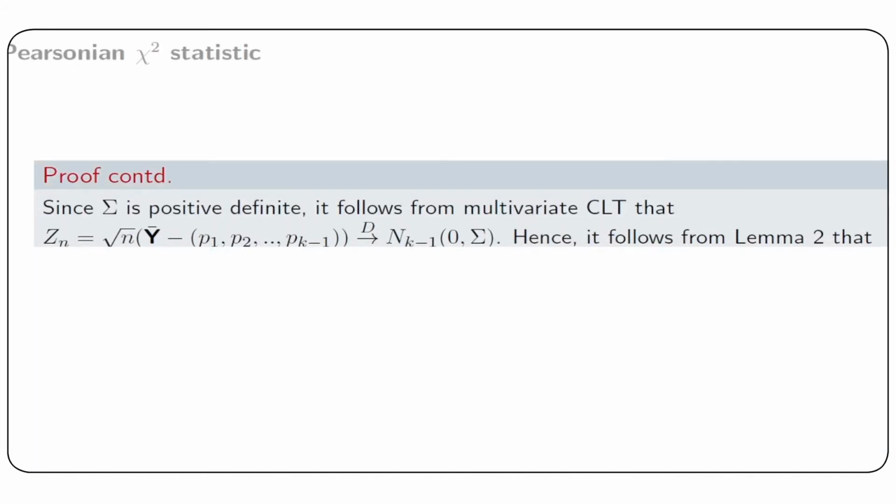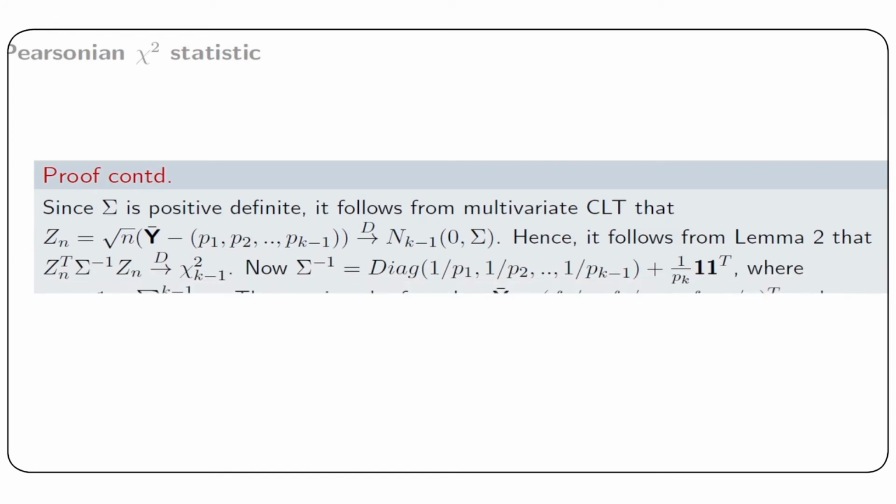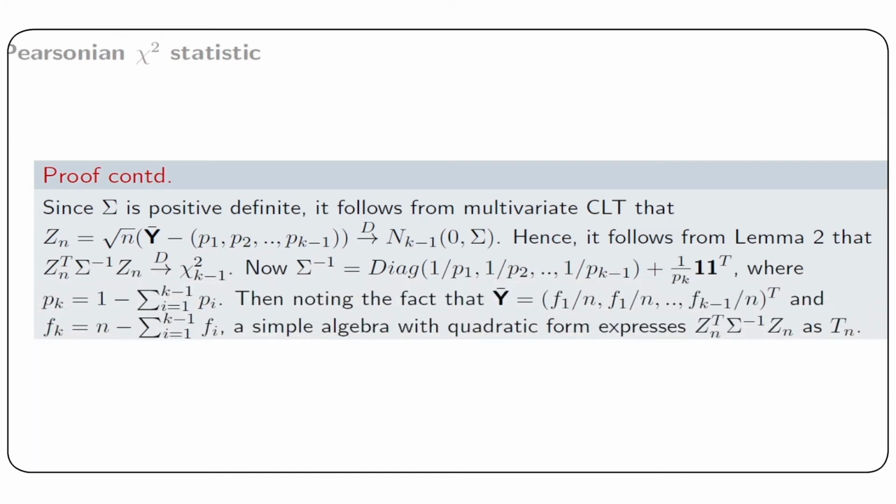Now, since sigma is positive definite, it follows from the multivariate CLT that Zn, which is defined as square root of n multiplied by y bar minus the vector with elements p1, p2 up to pk minus 1, converges in distribution to a k minus 1 variate normal distribution with mean vector 0 and dispersion matrix sigma. Hence, it follows from lemma 2 that Zn transpose sigma inverse Zn converges in distribution to a chi-square variable with k minus 1 degrees of freedom.